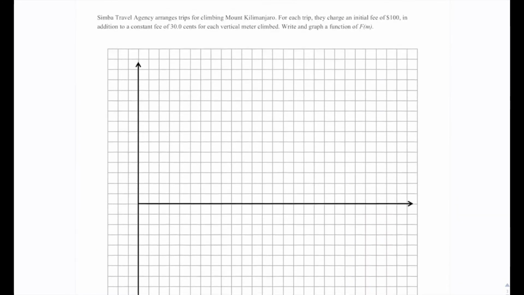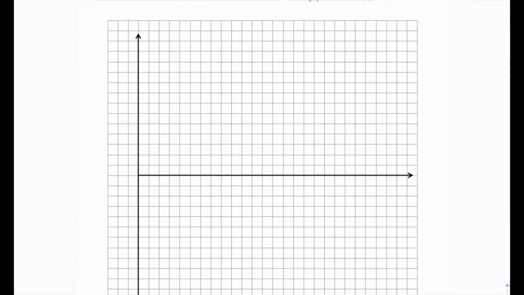The next example. So we have this travel agency charging people for climbing Mount Kilimanjaro. And they are charging you a flat rate of $100 and then 30 cents. Now here's the culprit. We have 100, which is in bucks, and we have a 30, which is in cents.